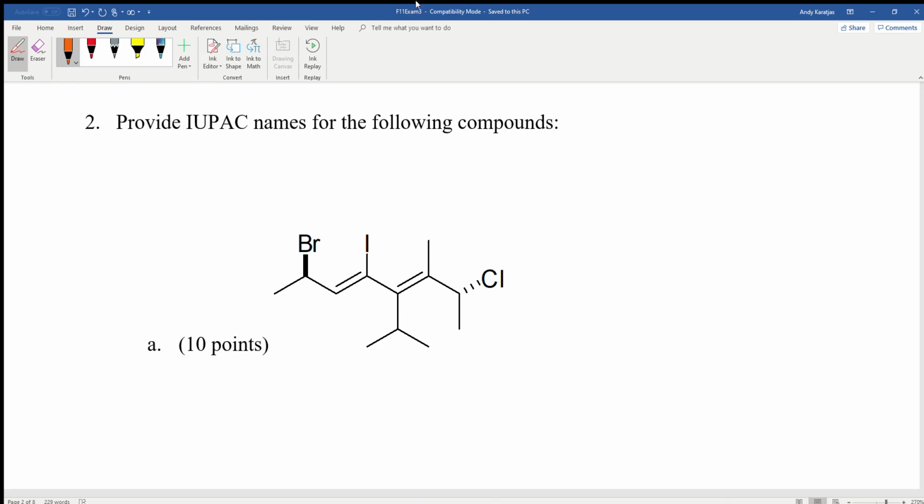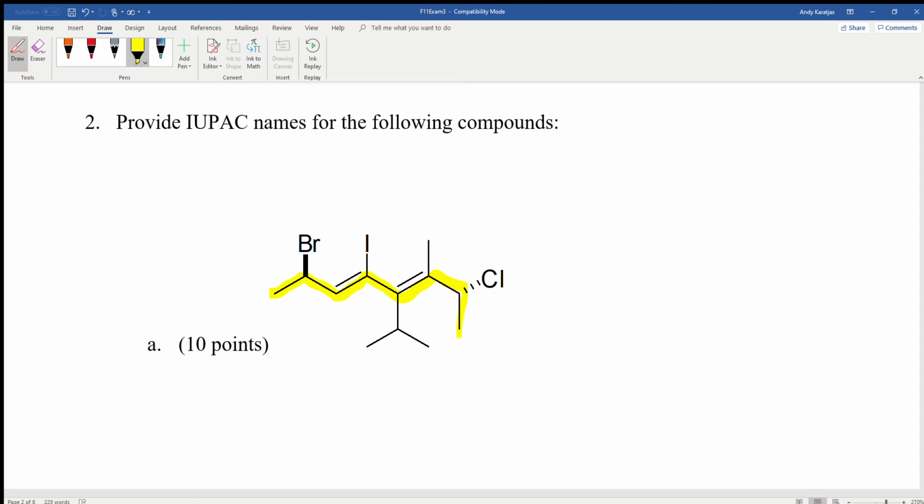As with any nomenclature question, even as we introduce more functional groups, we still have the same first step. We have to identify the largest chain. And in this molecule we can see pretty clearly that our longest chain is this one that I've highlighted in yellow.